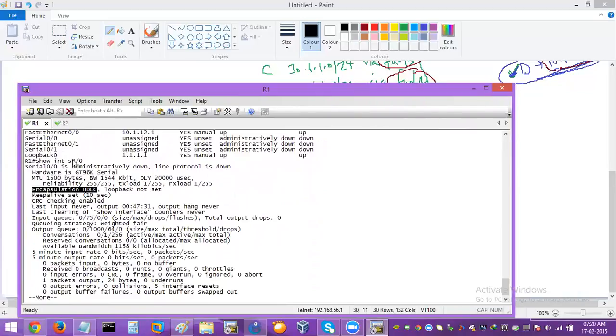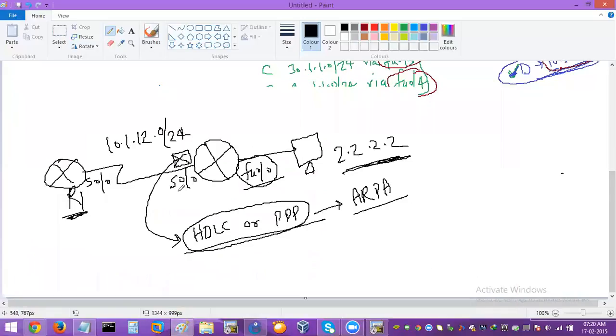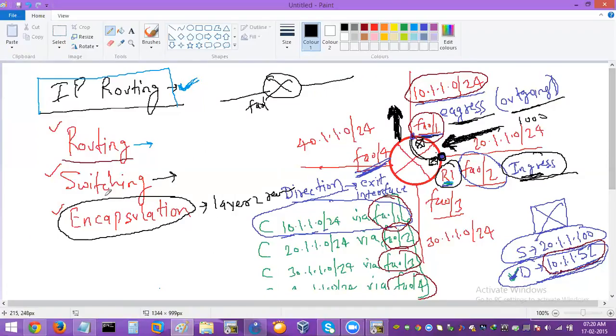So if a packet is arriving on serial 0/0, it will arrive with encapsulation type of HDLC. Let's say that packet should now be routed out of FA0/0, which supports encapsulation ARPA. So before you forward the packet from serial 0/0 to FA0/0, you should change this encapsulation type from PPP or HDLC to ARPA, so that the packet can travel. This is also what the encapsulation process is. Did you get it now?